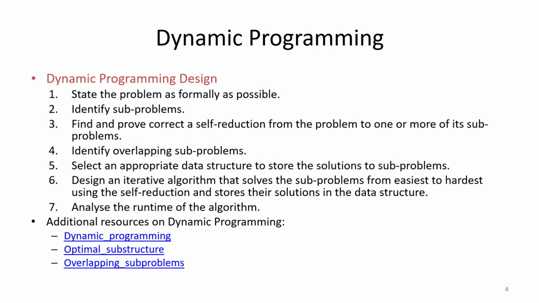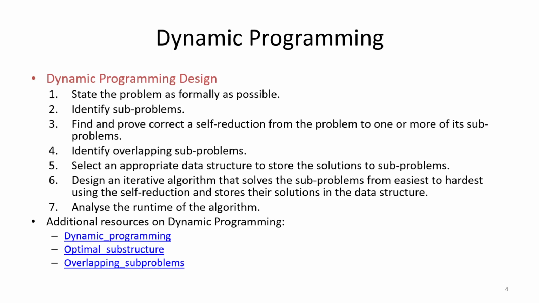So let's just quickly go through one more time our design strategy for dynamic programming. We just did the first step, which was state our problem as formally as possible. And we know that, like we've seen in many of our examples so far, we need to continue to build these self-reductions, which is a relationship between the main problem and the sub-problems. We want to find some way to solve the main problem by using solutions to sub-problems. And again, if we've done that, then we've shown that we have optimal substructure.